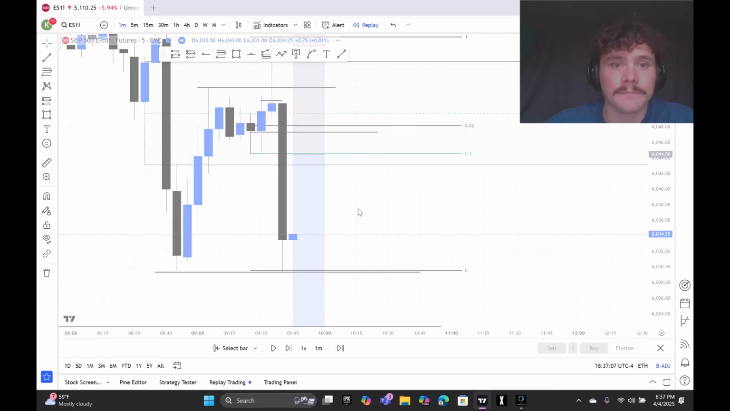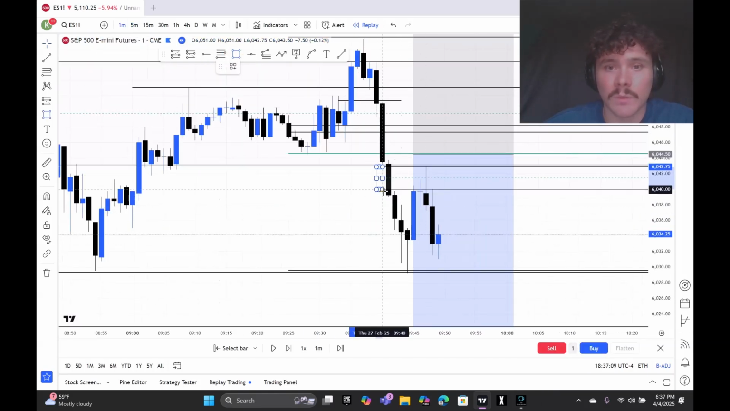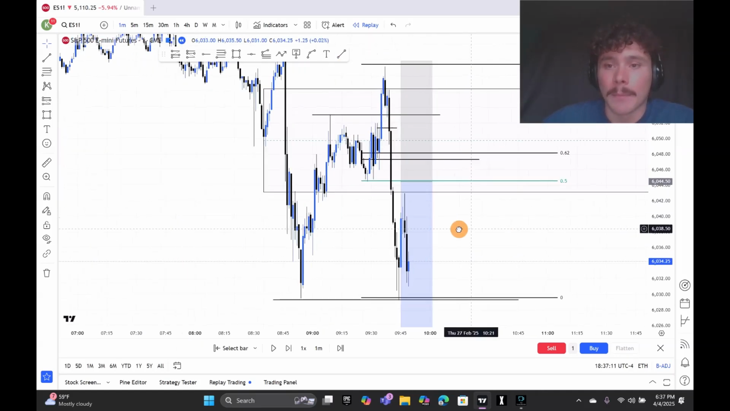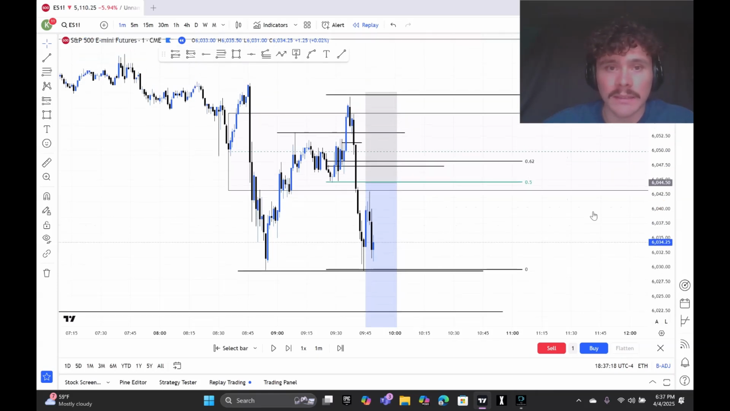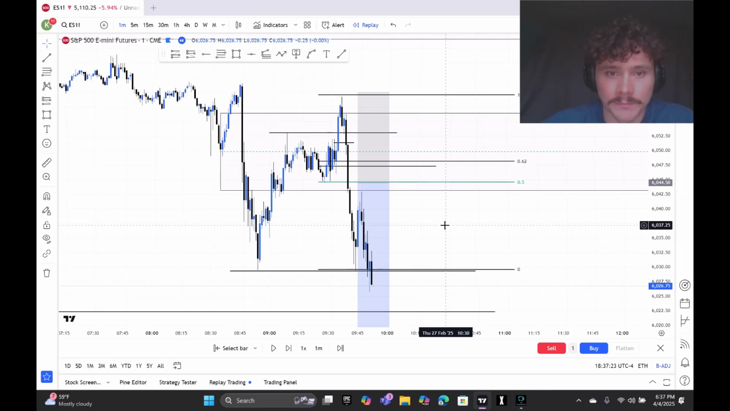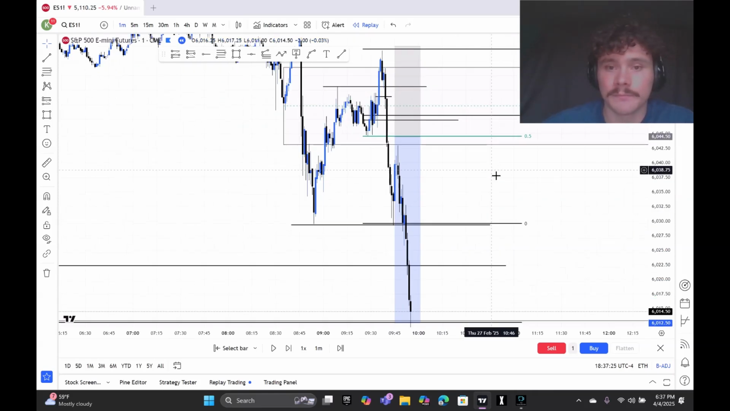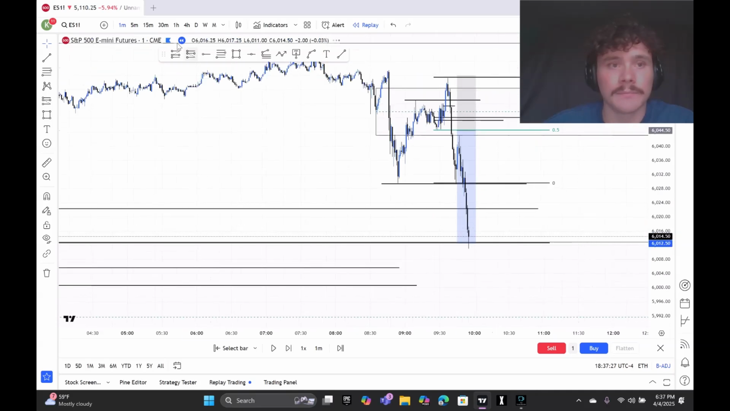Not quite. You do have this 1 minute fair value gap. I personally will not take anything below our equilibrium. I'm shorting. I would have liked to see us come up to this order block in our 0.62. We still might. No. Ripping down.